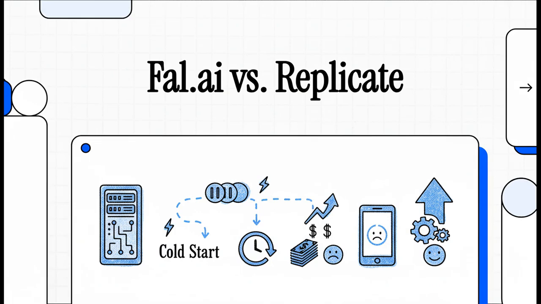All right, let's get right into it. If you're building anything with AI, you've probably had to choose between two of the biggest names in serverless GPUs, fal.ai and Replicate. But this isn't just a simple feature comparison. It's really about a fundamental problem with economics and user experience that can literally make or break your app. We're talking about the economics of the cold start.